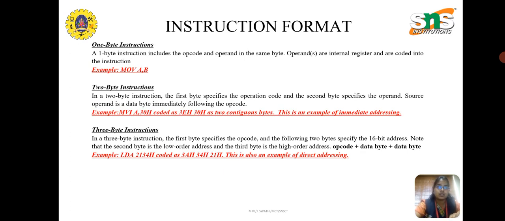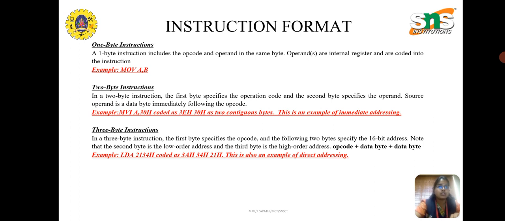What is a 1-byte instruction? Here the opcode and the operand of the instruction are represented in 1 byte. For example, you can see MOV A, B. A and B are registers, where MOV is the instruction, that is the opcode. It is in 1 byte itself, one line itself. And for example, in mnemonics you can see ADD B, where B is a register and ADD is the instruction, that is the opcode.